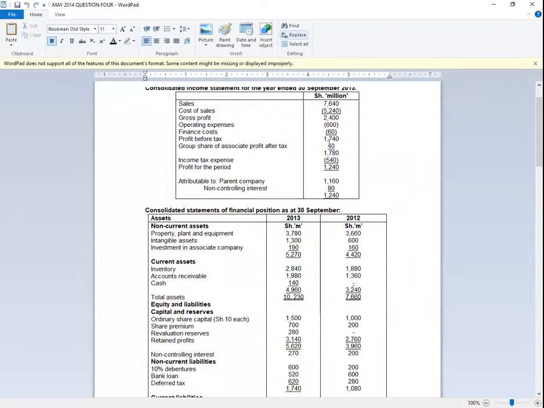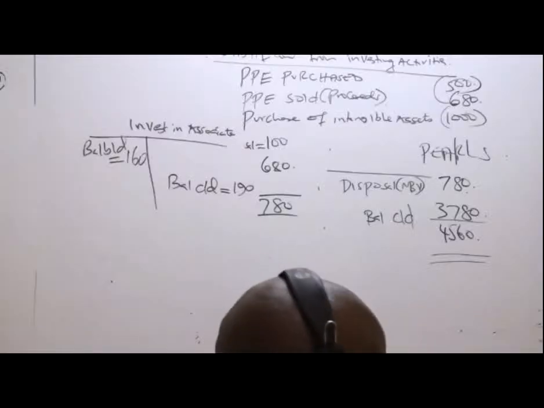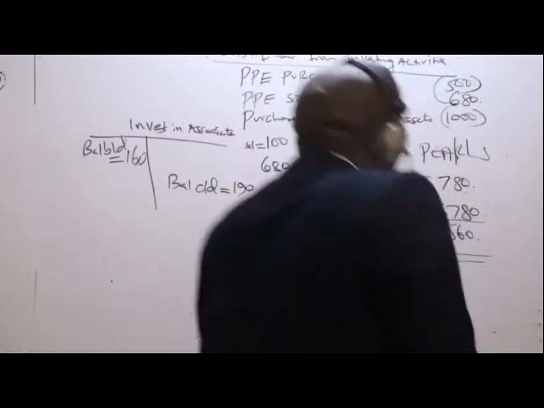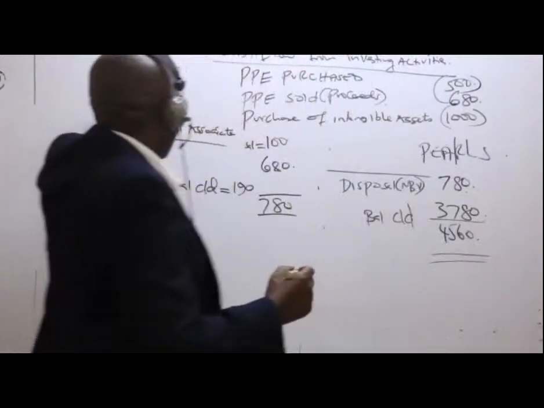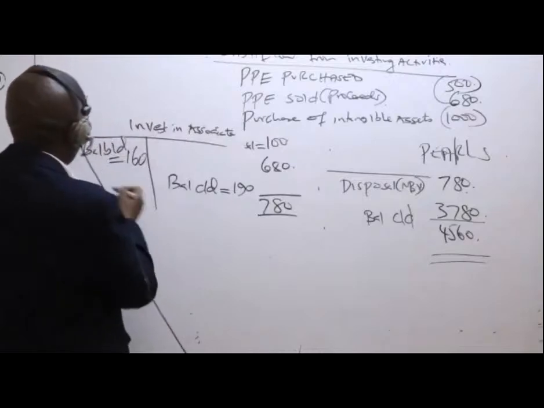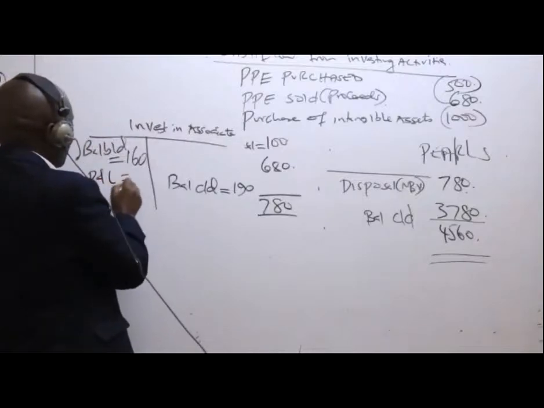Are you able to see this figure? Where are they calling it 80? Am I the one who is not seeing it? Valerie, just check again. Perhaps you're looking at different things. Group share of associate profit after tax is 40. Let's agree, it must be 40. So that, of course, is increasing your investment. So we have here profit and loss 40.